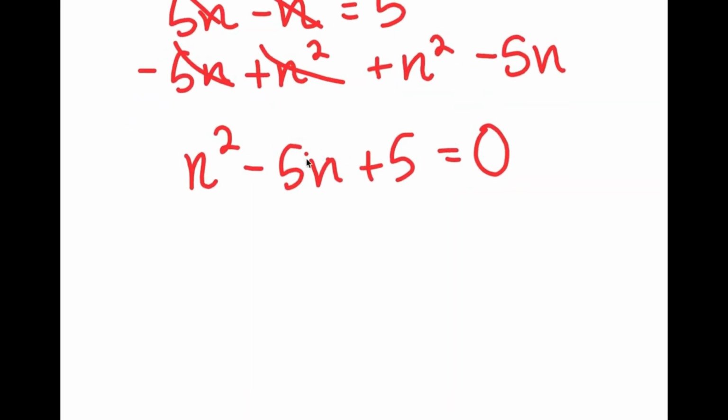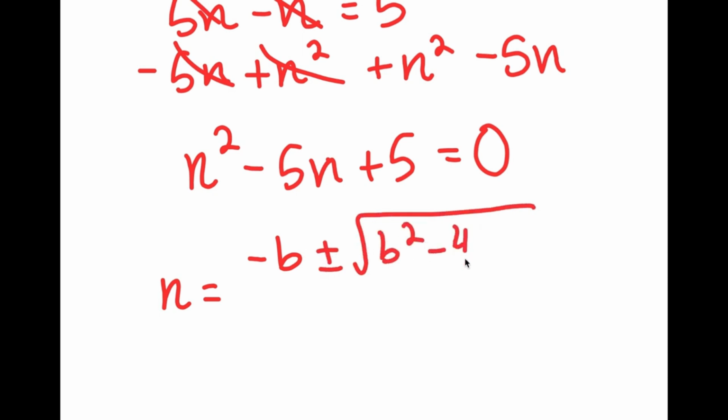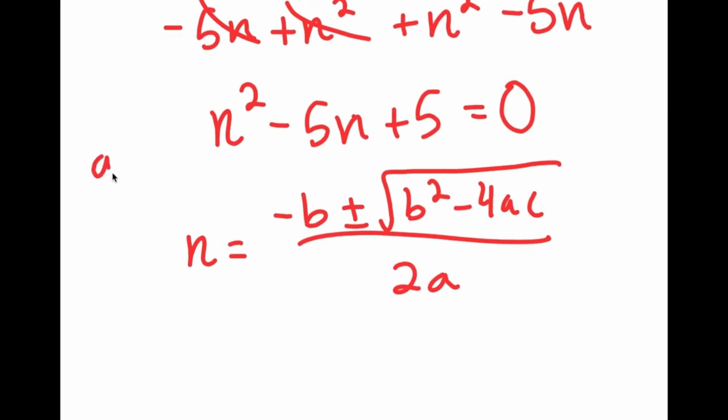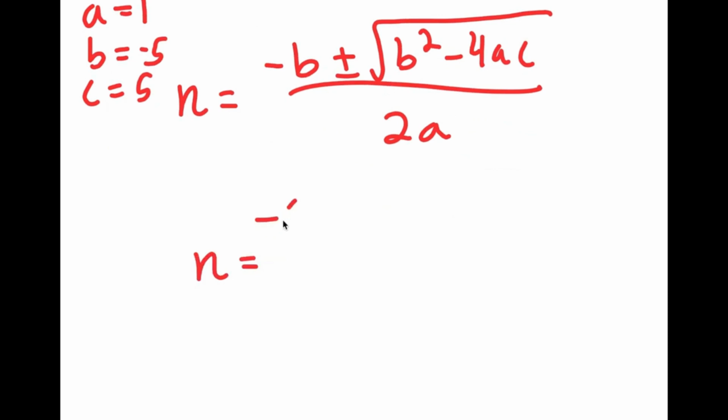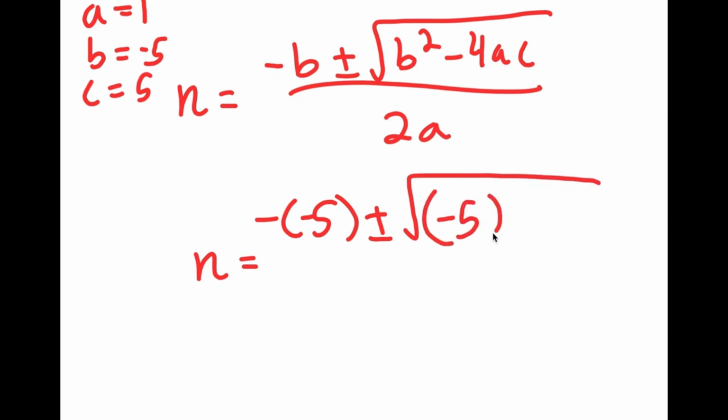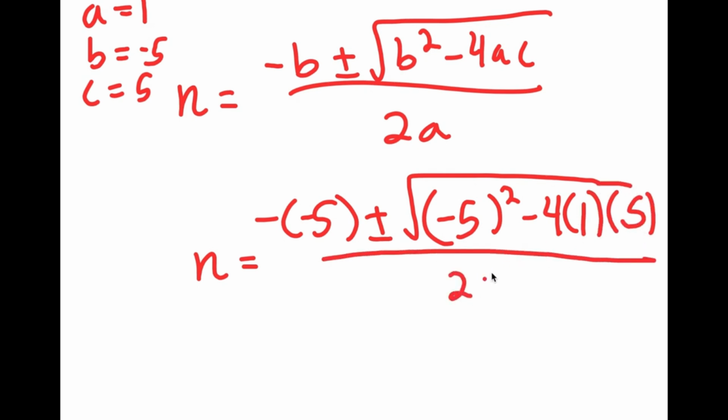Now from here, to solve this, I can use the quadratic formula, which is negative b plus or minus the square root of b squared minus 4ac, all over 2a. So in this case, a is 1, b is negative 5, and c is positive 5. So I get n is equal to negative of negative 5 plus or minus the square root of negative 5 squared minus 4 times a, which is 1, times c, which is 5, and I have this all over 2a, so 2 times 1.